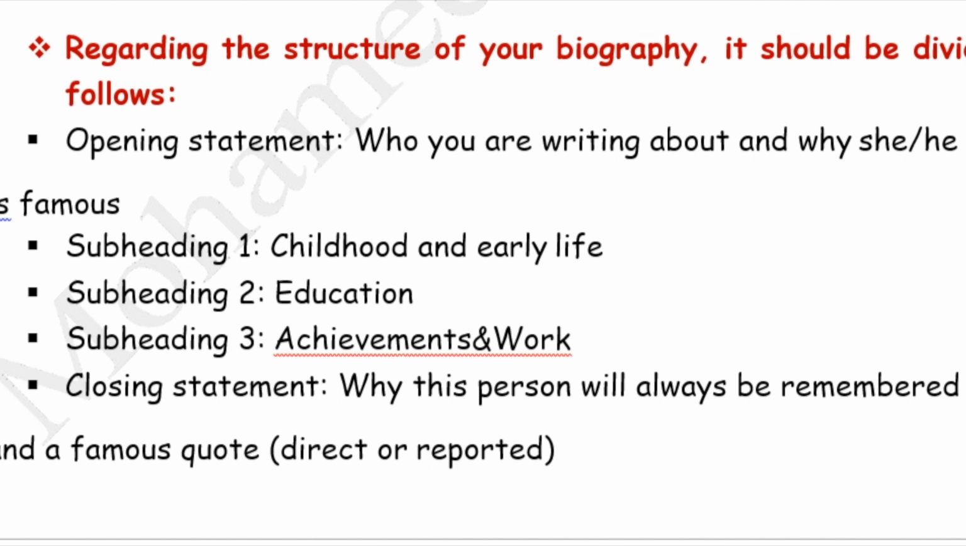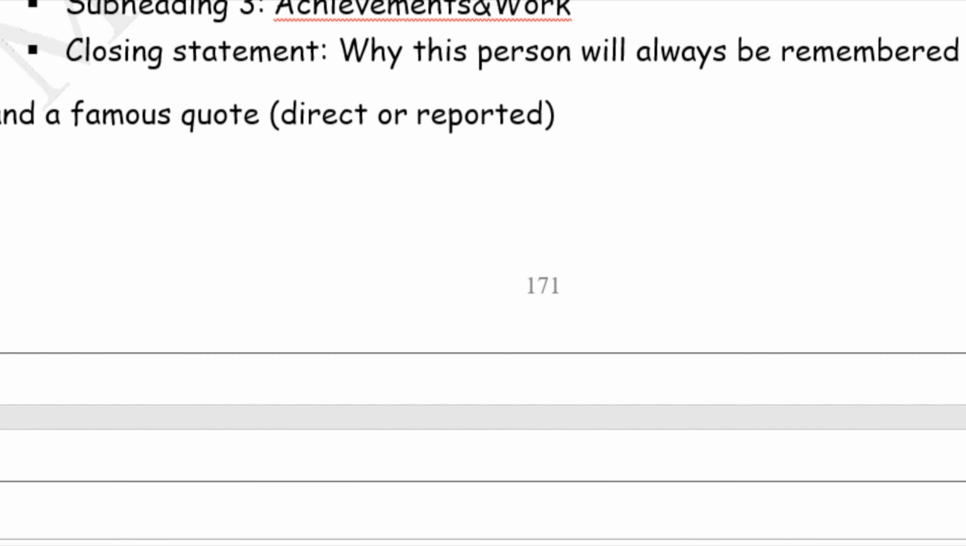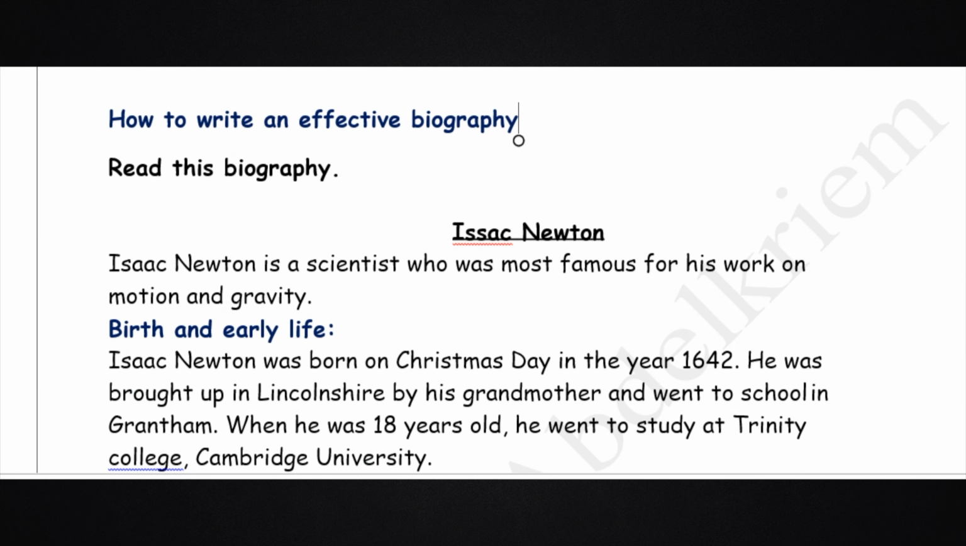After my opening statement, I will write down 3 paragraphs with 3 subheadings. The first subheading will be about the childhood and the early life. Here, I wrote about his birth and his early life. Isaac Newton was born on Christmas Day in the year 1642. He was brought up in Lincolnshire by his grandmother and went to school in Grantham. When he was 18 years old, he went to study at Trinity College, Cambridge University. So now I'm done with the first subheading, which is birth and early life.